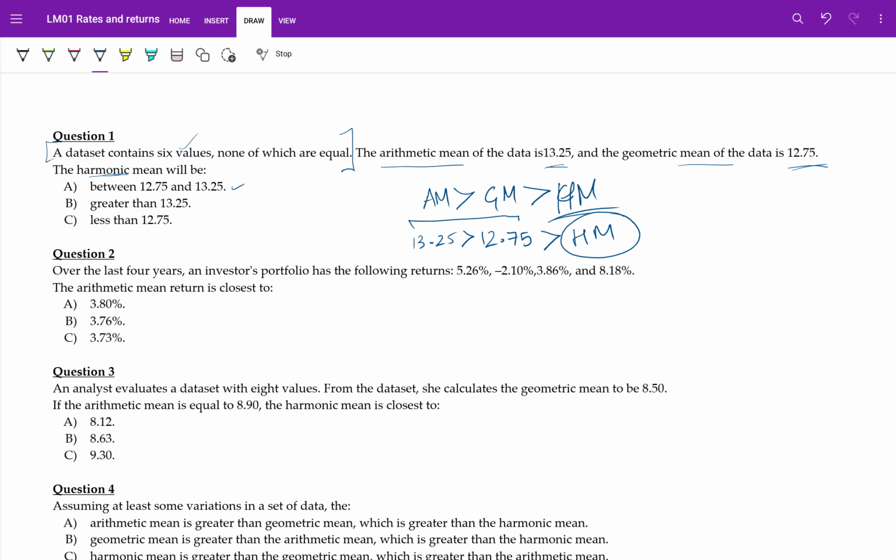This actually eliminates our first option. We need to use this relationship. It cannot be greater than 13.25, so this eliminates our second option also. And now the third option is that the harmonic mean will be less than 12.75. And this is the correct answer, because as per our concept here, the harmonic mean is going to be lesser than the geometric mean. So this is the only possible option which looks correct here.